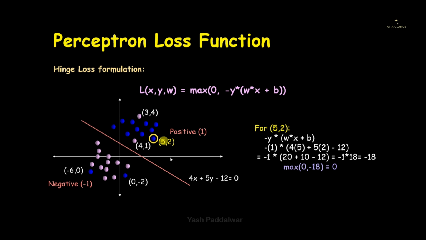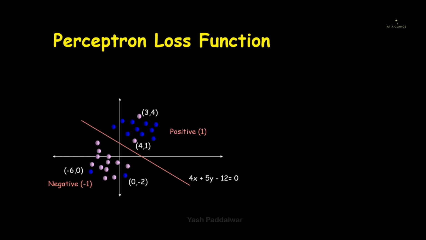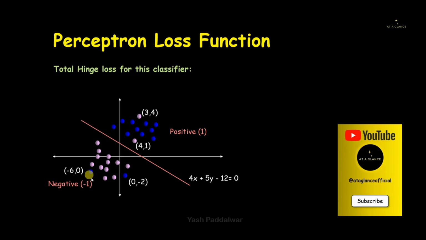Now I am sure that this example has cleared all your doubts. But you can see that we have only seen the formulation for a particular instance. What will be the loss of a single instance? We haven't yet seen what the total loss is going to be for the entire classifier, for all the data points. So to calculate the total hinge loss, there is a slight change in the formula.